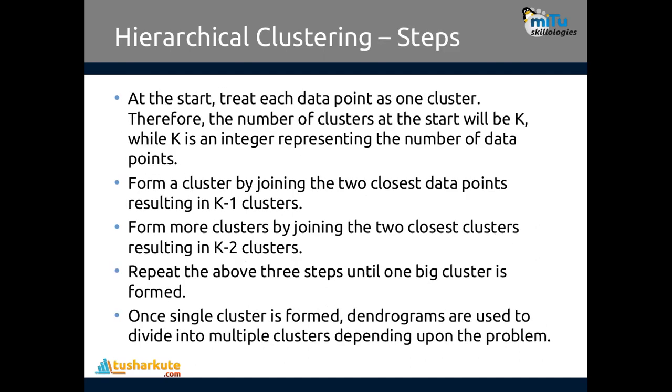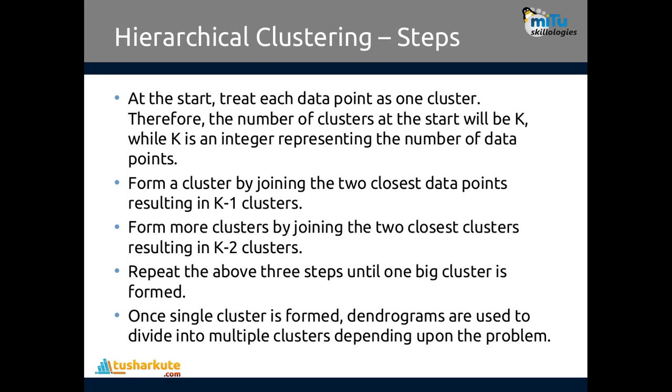Let's see how it does these operations. At the start, treat each data point as one cluster. Therefore, the number of clusters at the start will be k, where k is an integer representing the number of data points. So every point is considered a cluster. After that, it will form a cluster by joining the two closest data points, resulting in k minus 1 clusters. Then form one more cluster by joining the two closest clusters, resulting in k minus 2 clusters. Go on performing these operations, repeating these steps until one big cluster is formed.